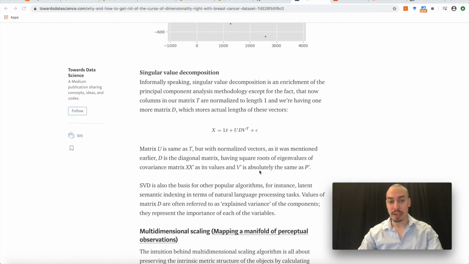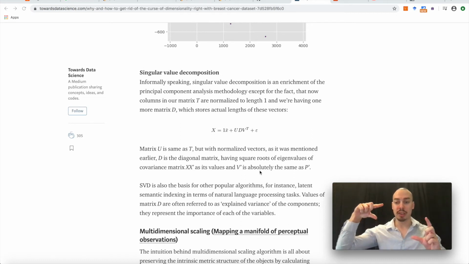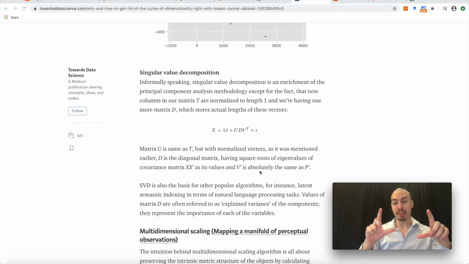Highly related to it is the singular value decomposition. Informally speaking, singular value decomposition is an enrichment of principal component analysis, except for the fact that now columns in our matrix T are normalized to length 1. And we have one more matrix D, which stores the actual lengths of these vectors. There are a lot of nice visualizations of what a singular value decomposition actually achieves. You can imagine a skewed ellipse that's being remapped into an even circle. That's what SVD can achieve.